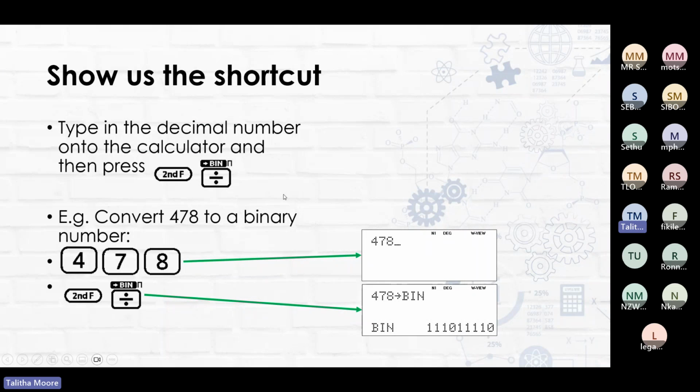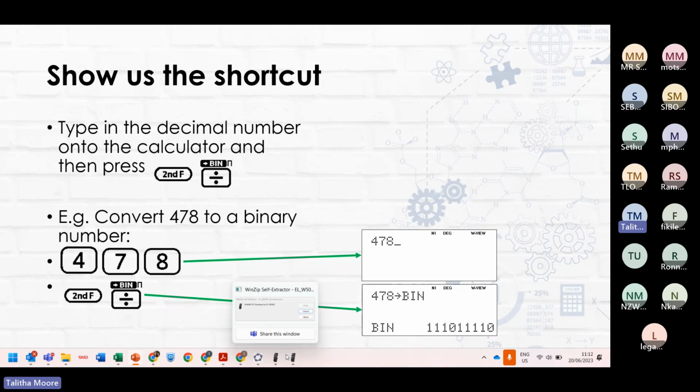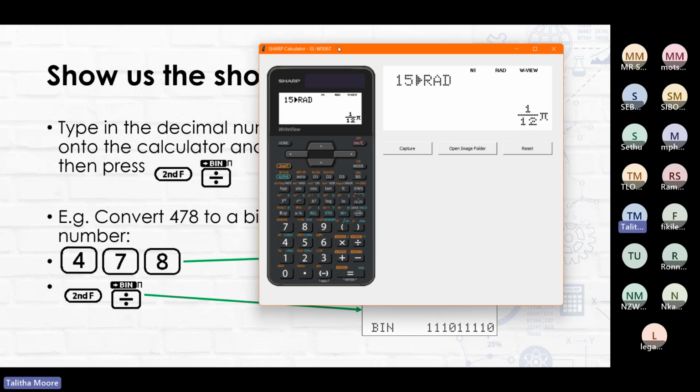So the shortcut is really awesome. Let me show you how to do it. So on our calculator, again, in normal mode, it's quite straightforward. If I have 478 and I want to convert that into a binary number, it's second function, and you'll see on the divide key in orange, there's an arrow binary. So I press the divide key, and that will give me the binary number.